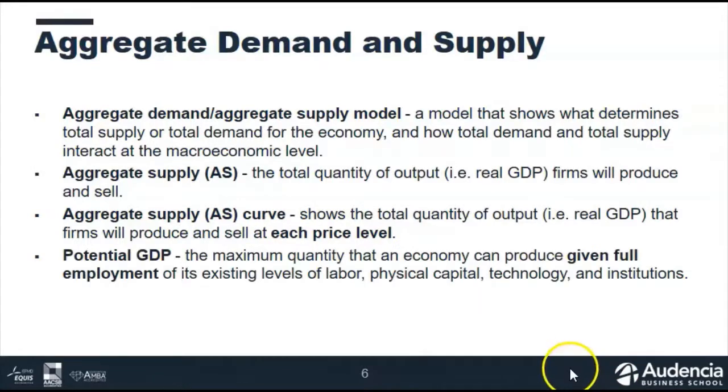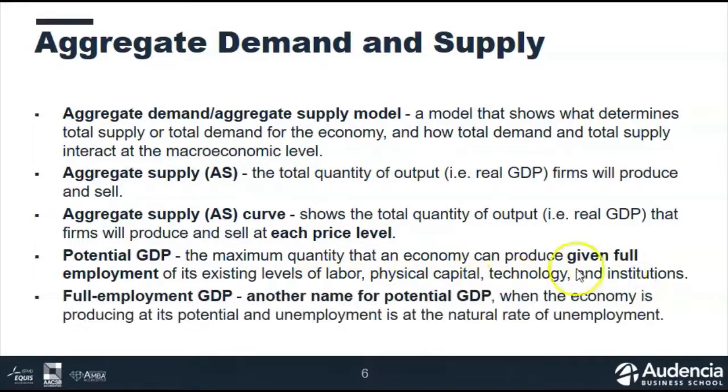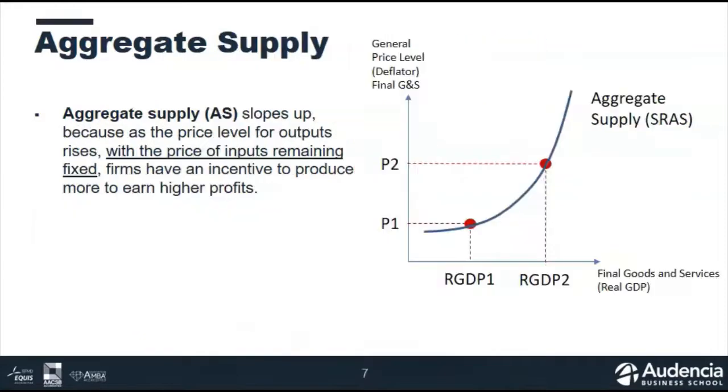So at a given price level, what do firms want to produce? The potential GDP is the maximum quantity that the economy can produce given full employment. So if we're using all of our resources to the max, and we've got labor, physical capital, technology, institutions, how much can we produce? That's potential GDP, and full employment GDP is another name for this. If the economy is using all of its labor, physical capital, technology, and institutions effectively, we'll be at what's called full employment. That's an important term to keep in mind.